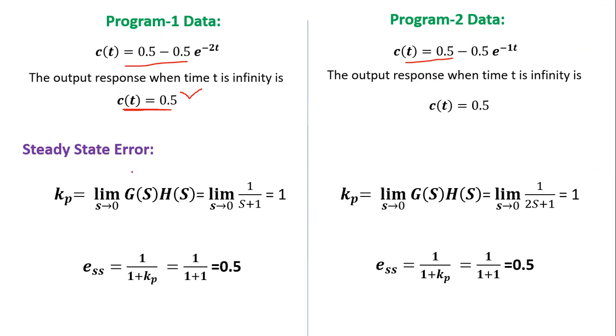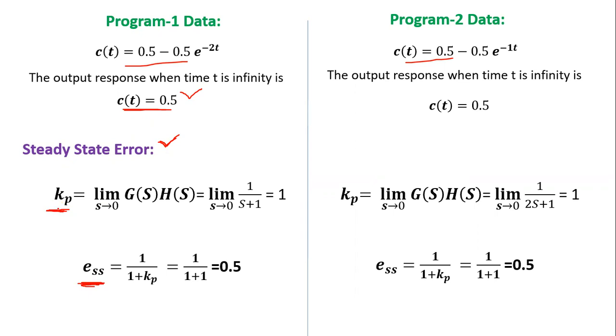And coming to the steady state error, we need to cross check. Here we are applying the input as a step signal. If we apply a step signal as an input, then the error constant will be the positional error constant Kp. Once we know the Kp value, then we can identify the steady state error.